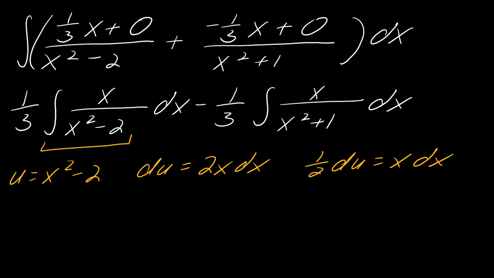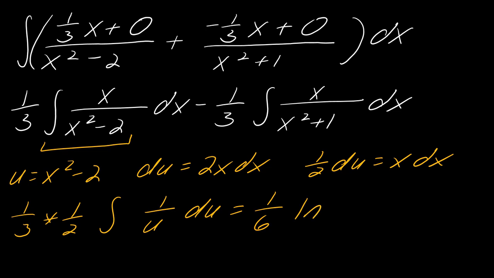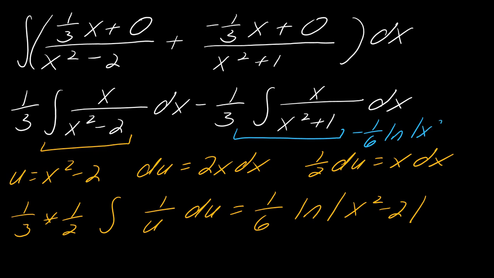So I can then set this up as 1/3, take that 1/2 out. So it'll be 1 over u du. So this comes out to 1/6 times the natural log of x squared minus 2. Okay, so that's for one of these. So for this other one, this will come out to negative 1/6 natural log of x squared plus 1 for very similar reasoning.